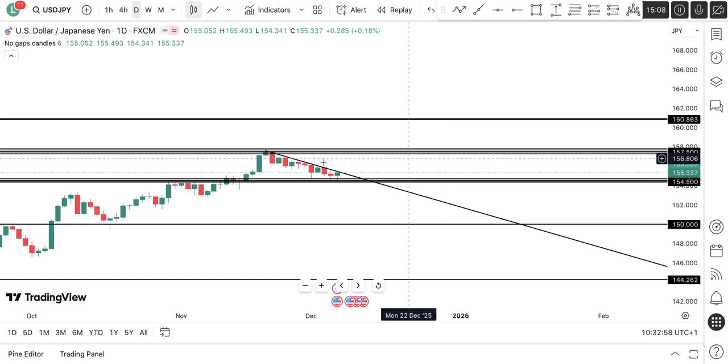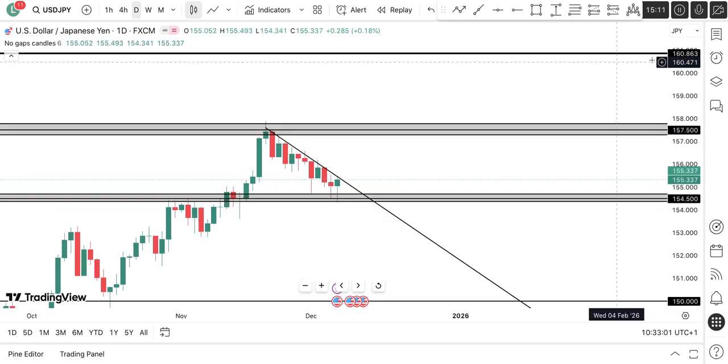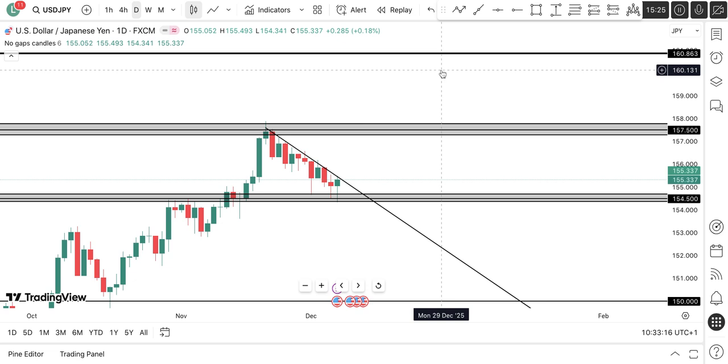I will be riding USDJPY all the way to 160. This is where my overall take profit is. I'll wait for a break again, a retest, and I'll buy again. Now, the moment we get here, I will stop trading USDJPY and I'll go back to Euro USD if it is trending at that time.